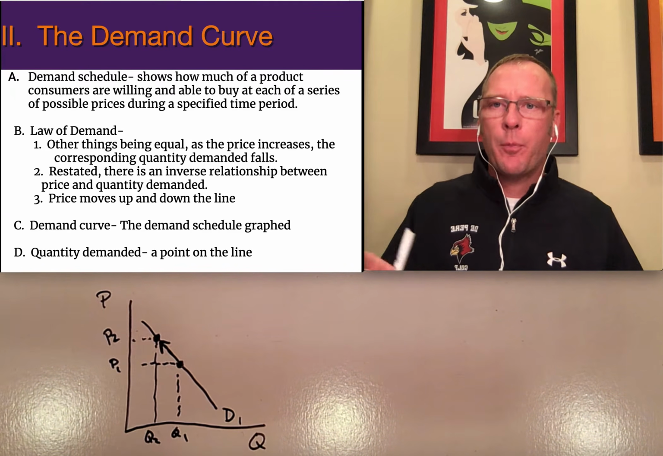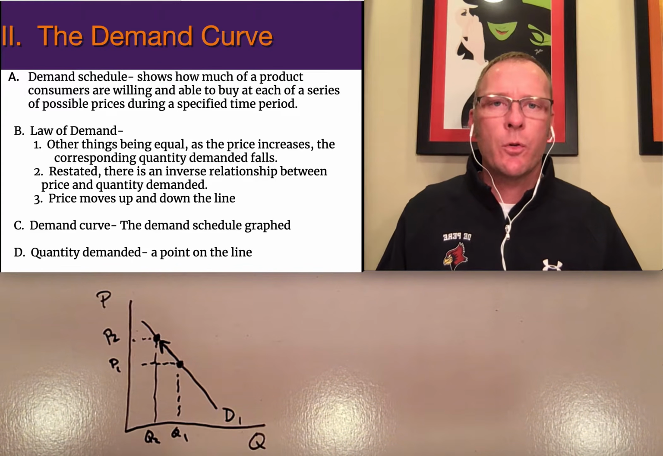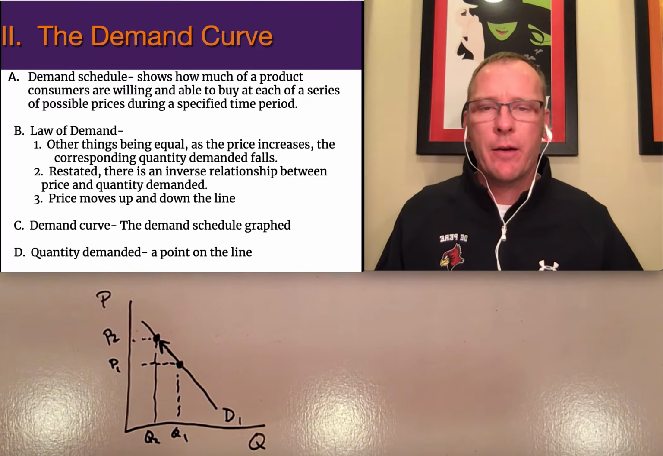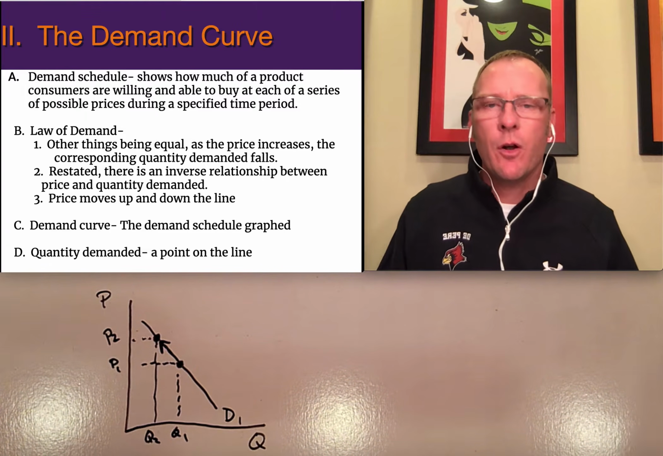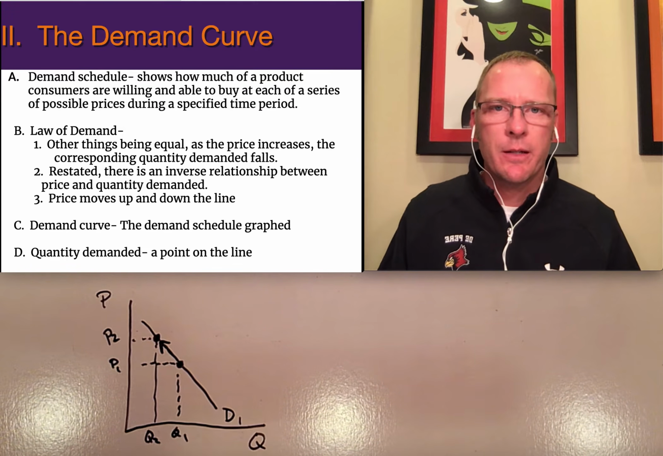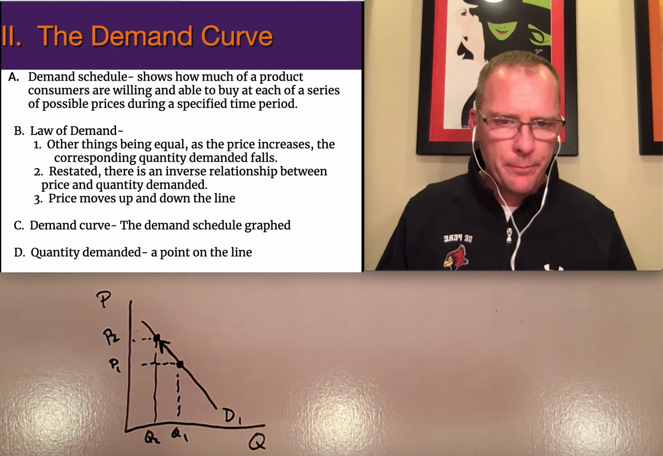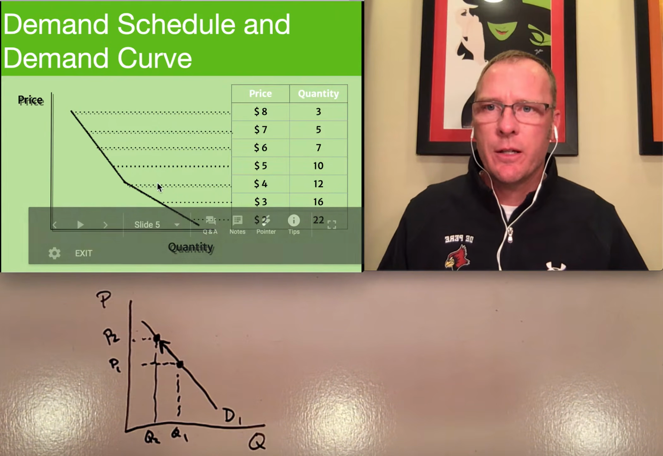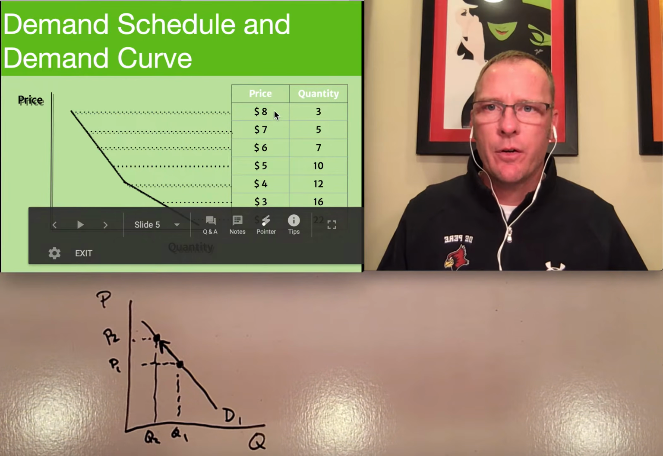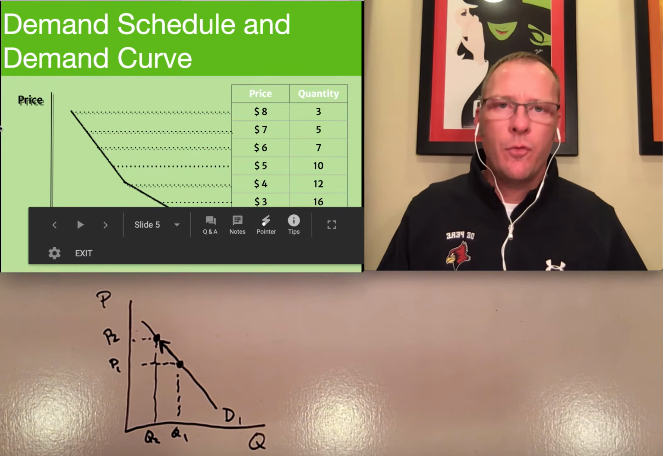Again, that price moving up and down the line is going to be key because we're going to show you other things that are going to shift the entire demand curve. And you get so focused on that sometimes that when you see a price change on this particular item, you forget that the price made it go up or down the line. So as you're looking at your notes here, you can see here's a demand curve. Here's all the different prices. Here's the corresponding quantities.